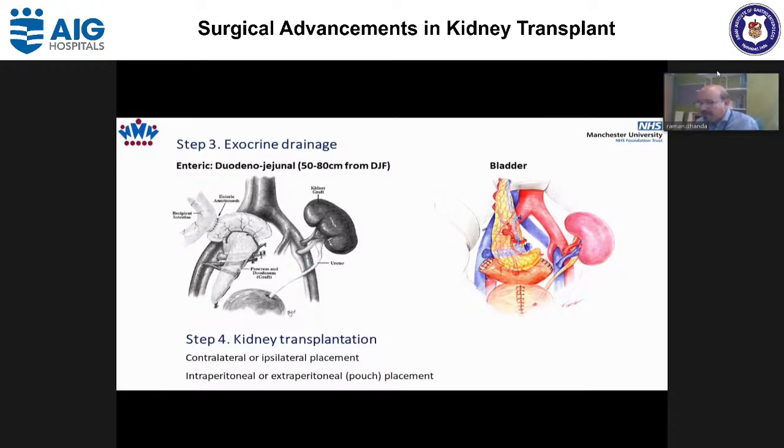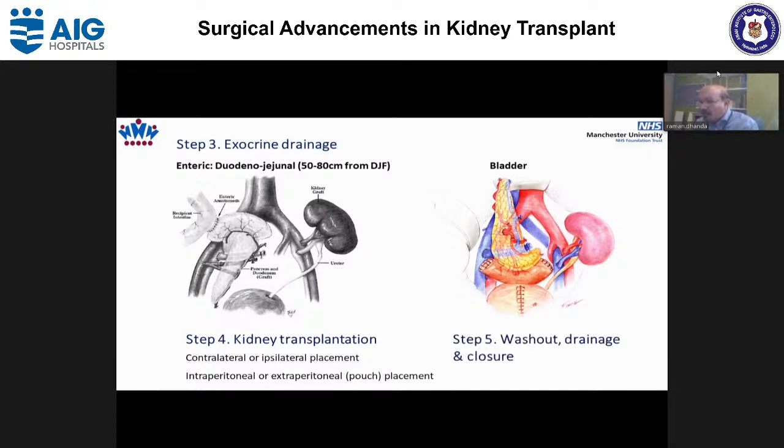But of late, I've started doing an extraperitoneal pouch through intraperitoneally, as Dr. Kishore demonstrated. This is just to facilitate easy biopsy, just to give more confidence to our nephrologists post-operatively to biopsy the kidney, because they are quite nervous about biopsying a kidney which is placed intraperitoneally.